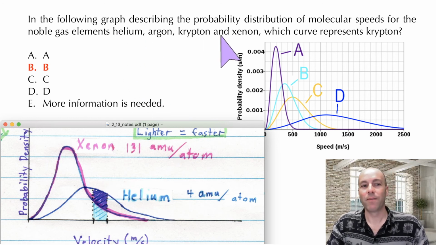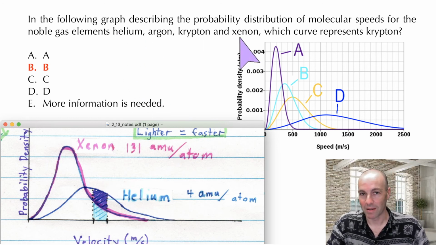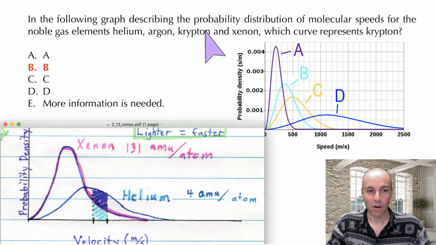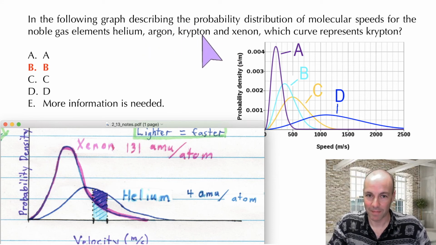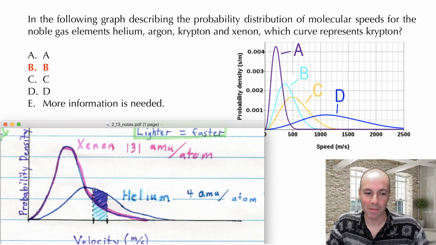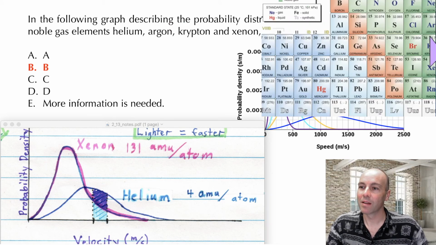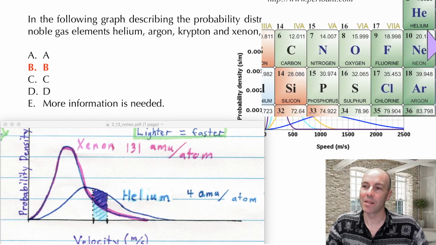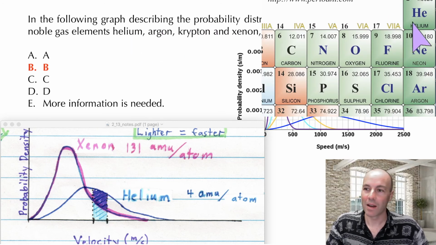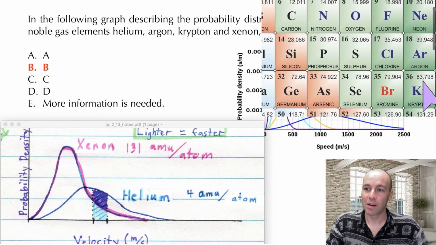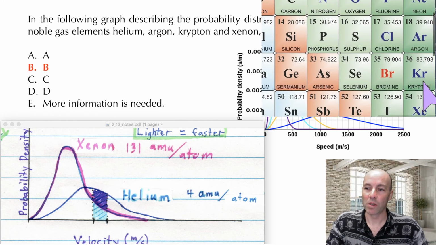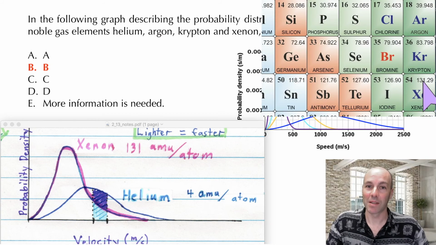So what about all 4 of these noble gases? Finally, let's see where krypton falls into place. Now going back to the periodic table, the noble gases, they increase in mass going down. So you got helium. The next one in our list is argon. That's heavier. That would move more slowly. Krypton would move even more slowly, and xenon would be the slowest.